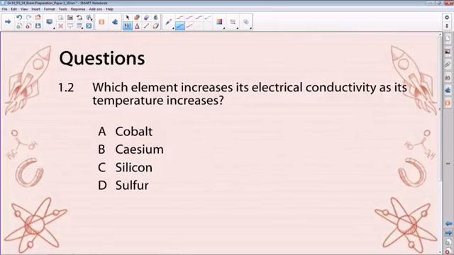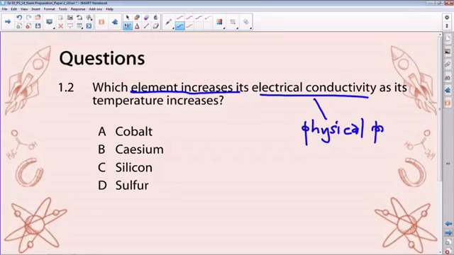The first question says, which element increases its electrical conductivity? Electrical conductivity, we want to think of as a physical property of a material. So which materials are we exactly talking about? We're talking about these elements that we refer to as metalloids.